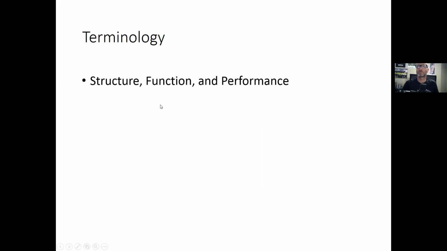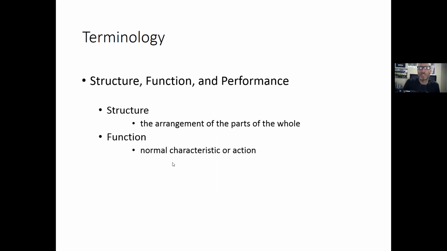All right, so let's do some terminology: structure, function, and performance. Structure is the arrangement of the parts of the whole. All right, all the parts that make something up. Function is the normal characteristic or action of the object. And performance is functional effectiveness. It's how well functions are able to be done. All right, those are easy to remember, but let's go through a couple of examples.